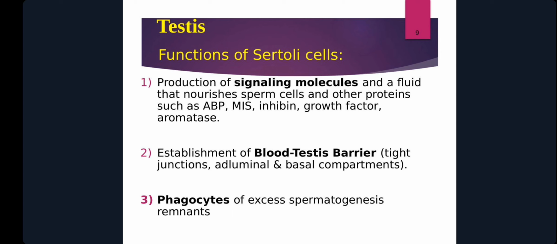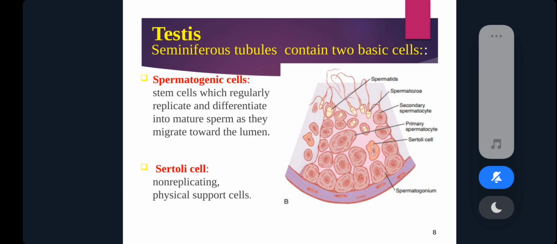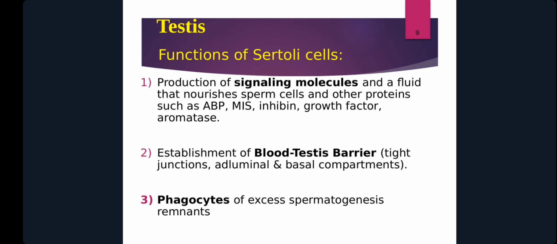And the last but not least function of the Sertoli cells is phagocytosis of excess spermatogenesis remnants. Imagine that, my dear friend, these are spermatogonia, and spermatogonia are very large cells. So during mitosis and then meiosis, spermatogonia change shape and produce small sperm with little cytosol and a very small nucleus. So some of the excess macroorganelles or even microorganelles should be phagocytized by Sertoli cells. So this is the last function of Sertoli cells.